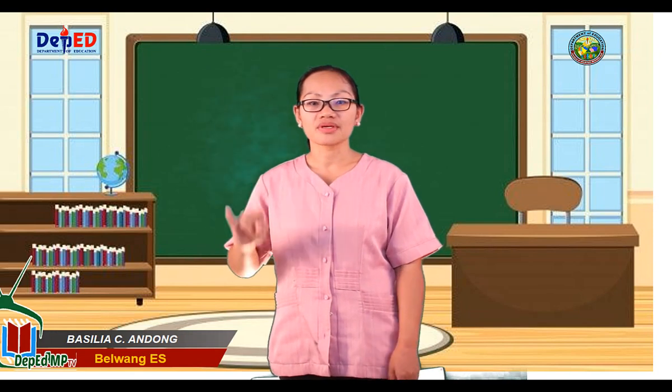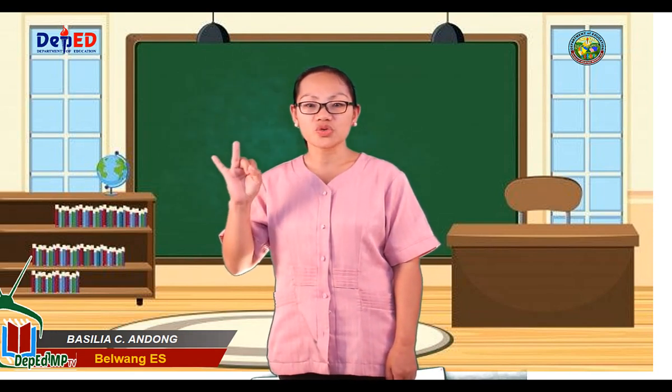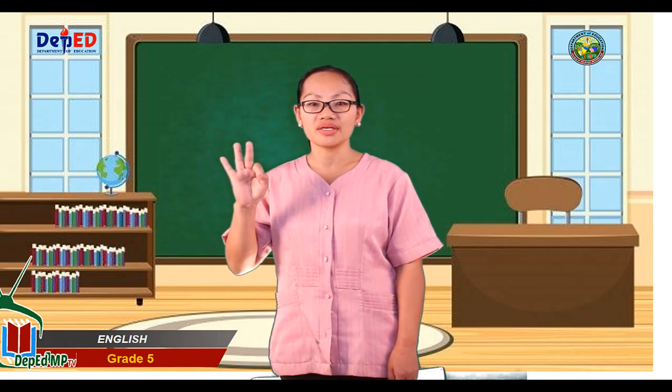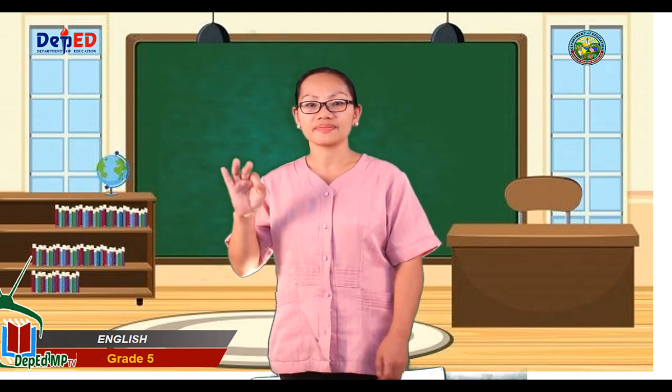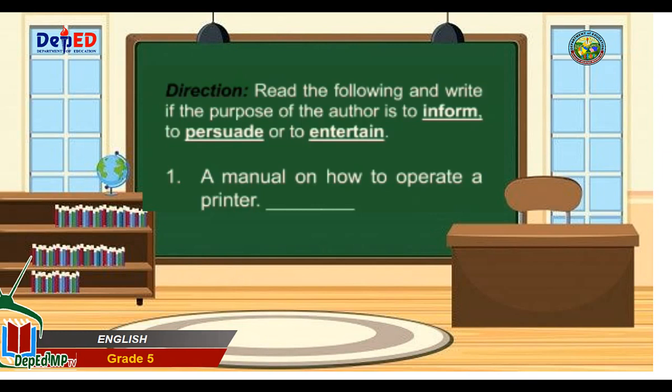The 3 various text types according to purpose are: first, to inform; second, to persuade; and the third one is to entertain. You have previously learned that there are various text types according to purpose. Read the following and write if the purpose of the author is to inform, to persuade, or to entertain.